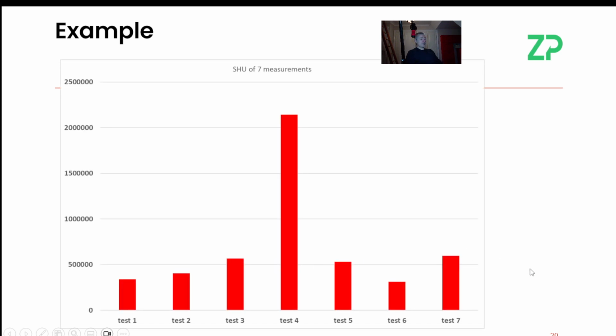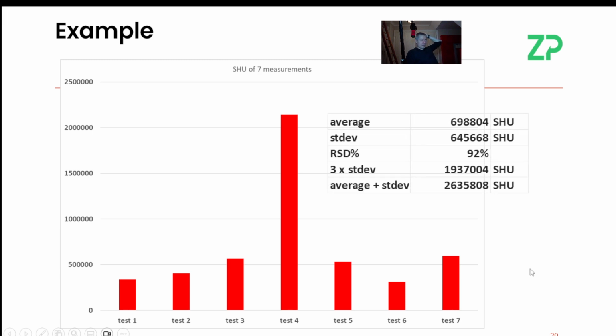So we have these 7 results with one that's quite extreme. The average for this population is 698,000. The standard deviation for this, I say population, of these samples is 645,000. The relative standard deviation is obviously high.